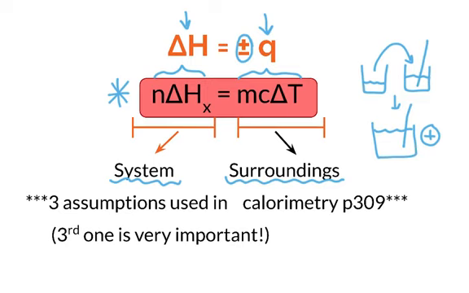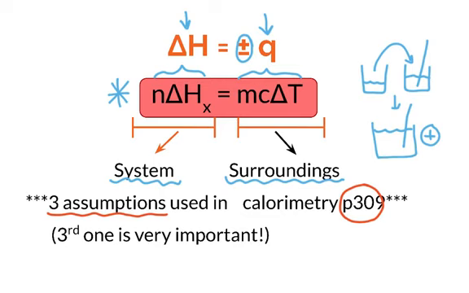Now something that's a little important is down here at the bottom. There are three assumptions that we use when we're doing calculations and working through calorimetry problems, and they can be found on page 309. I'm just going to read them to you and then I'll tell you why they're important. The first one says that no heat is transferred between the calorimeter and the outside environment. Basically, we're going to assume that no heat is lost. We know that that's not true, but to do the calculations, we're going to make that assumption.